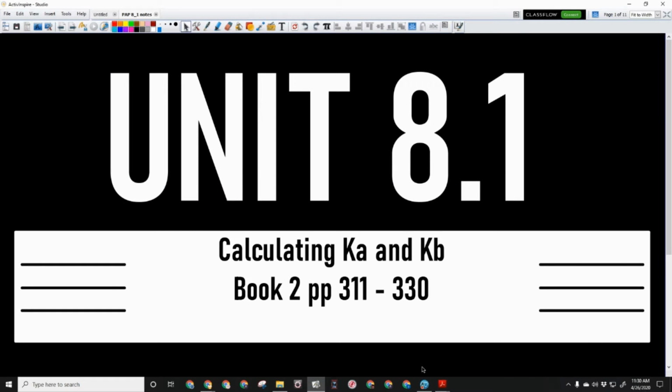This is unit 8.1, and in this section, we're going to be talking about calculating Ka and Kb. If you remember from our last section, we were talking about the equilibrium constant, K, and we were talking about Keq and Ksp, the solubility product for the solubility of insoluble salts or soluble salts. Here, Ka is going to be specifically looking at the equilibrium constant of acids, that's the A, and Kb, that's the bases. So let's get started. In book 2, there's going to be pages 311 through 330.